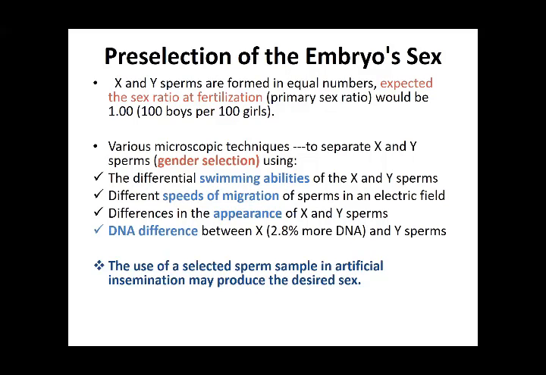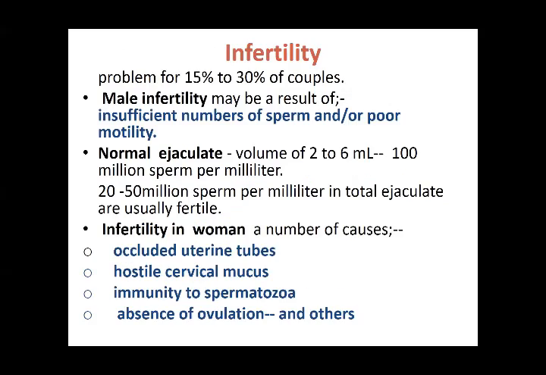This is done by the different features of the X and Y: the differential swimming abilities of the X and Y, the speed of migration of the sperms, difference in appearance, DNA difference, all these things. They recognize that this is X and this is Y, and then they mix and produce the selected sex. The use of a selected sperm sample in artificial insemination may produce the desired sex. That means you recognize it and then you cross over the required genetic material.